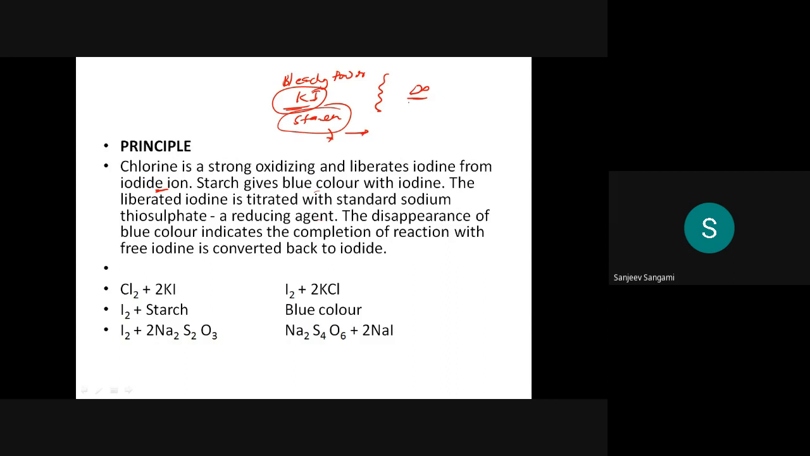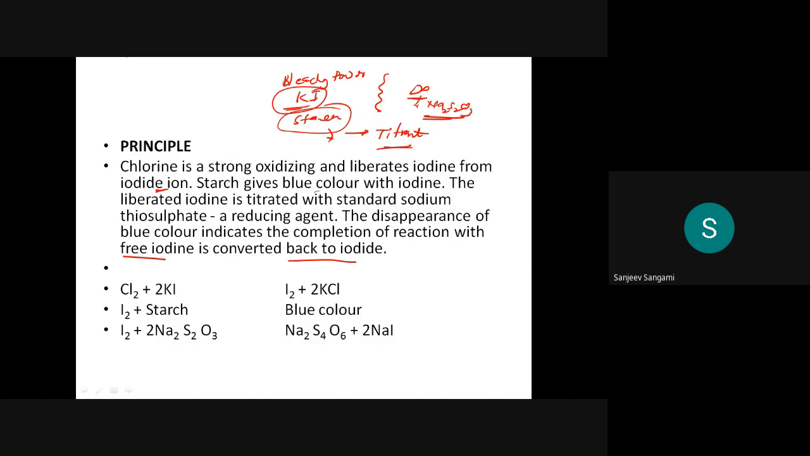Also we use this in DO: Na2S2O3, which is nothing but sodium thiosulfate, which is the titrant. When you titrate against this, the disappearance of the blue color indicates the completion of the reaction, with the free iodine converted back to iodide.